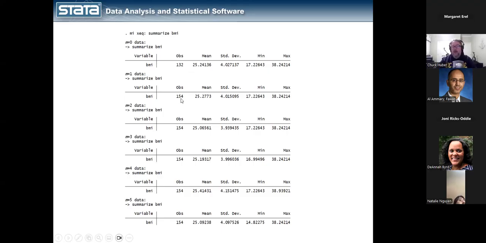Okay. Obviously, we expect to see 154 observations, but do the means all look pretty similar to the original data? They're all right around 25 point something. Okay. Standard deviation for BMI in the original data set was 4.02, and that only used the observed data, obviously. And if I look at the standard deviations in the other data sets, they're all pretty close. They don't need to be exact, but they're reasonable. They're not like 15 or anything like that.